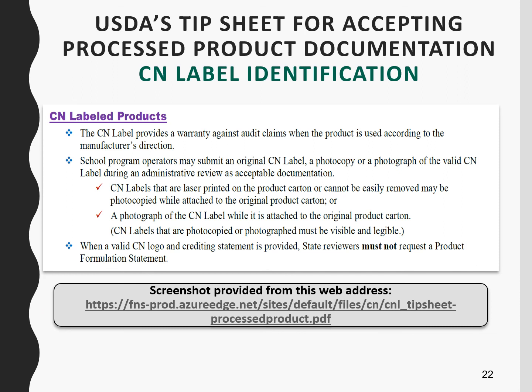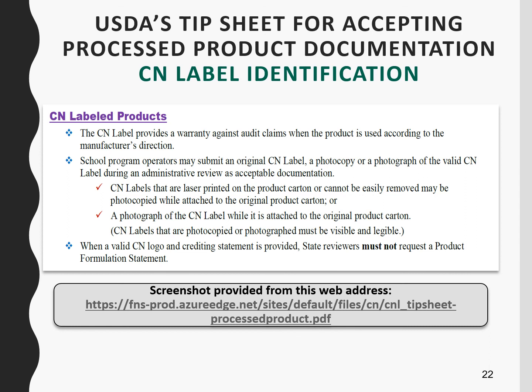The CN label provides a warranty against audit claims when the product is used according to the manufacturer's direction. School program operators may submit an original CN label, a photocopy, or a photograph of the valid CN label during an administrative review as acceptable documentation.